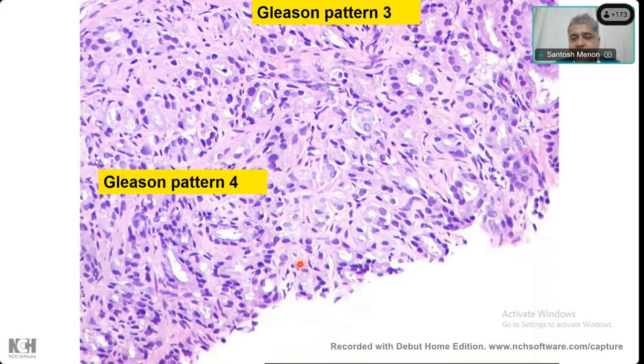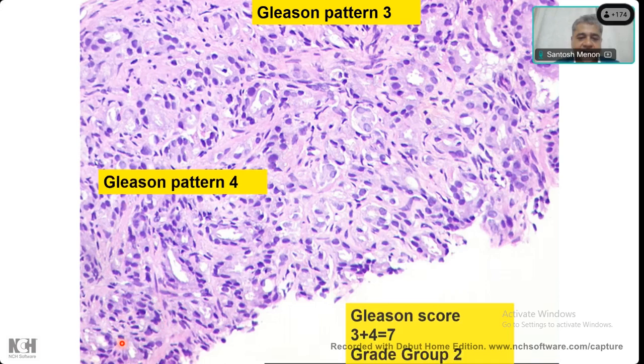Again, the same picture to show that there are very nicely rounded rigid glands where you can draw a line around each malignant gland. These are pattern 3, but at the lower end of the picture here, can you draw a line around these glands? No, sir. No, so you cannot draw. These are not separate. They are fused glands. Early fusion of glands is occurring. So there is some pattern 4 here, definitely.